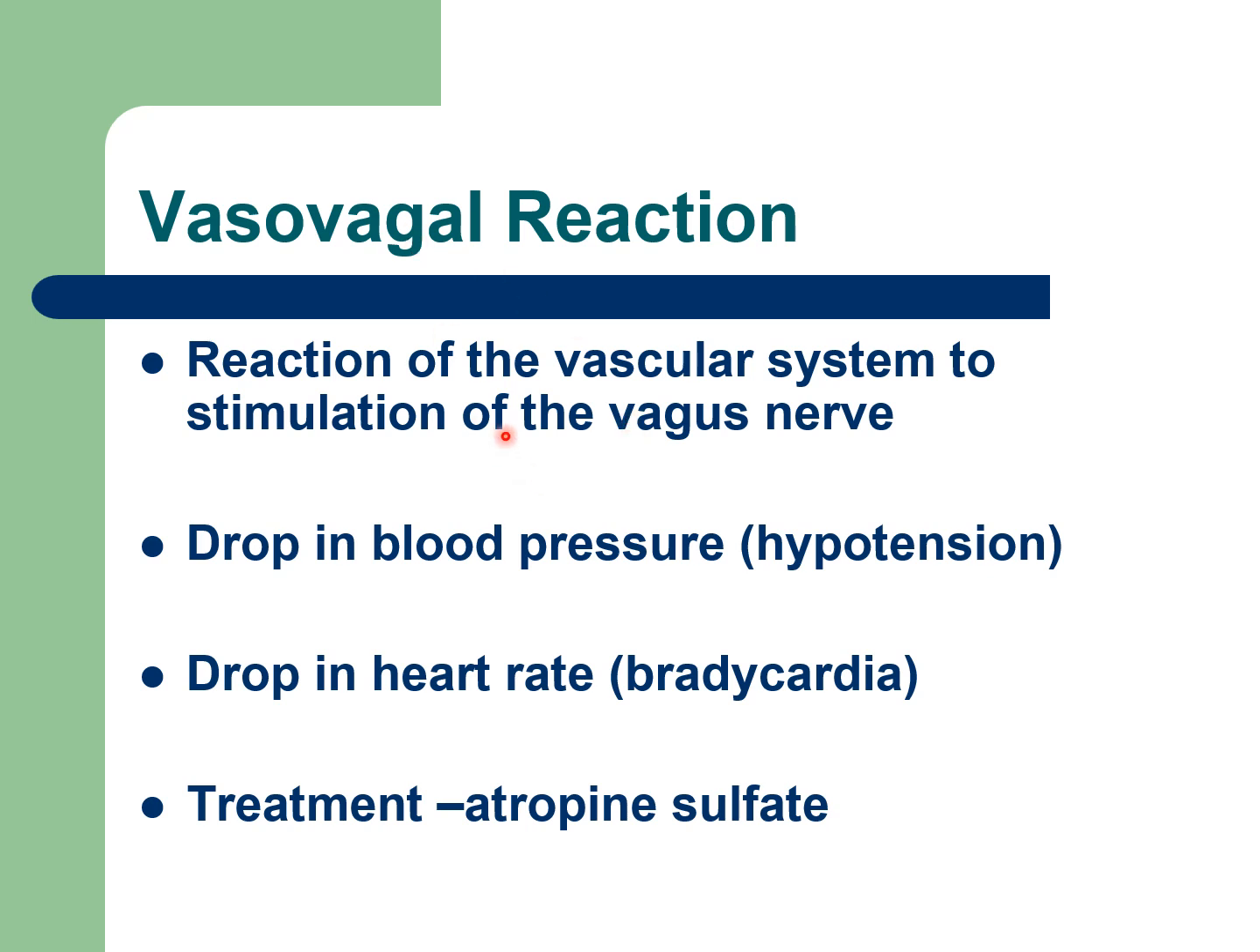The vagus nerve is one of the cranial nerves, and it runs along the thoracic cavity near our esophagus. Sometimes pressure on the esophagus can elicit a vasovagal reaction. It can be emotional. It can be several things. What I want you to know is that it has a drop in blood pressure and a drop in heart rate. Usually in most shock, the heart rate goes up and the blood pressure goes down. Treatment for this is atropine sulfate, important.